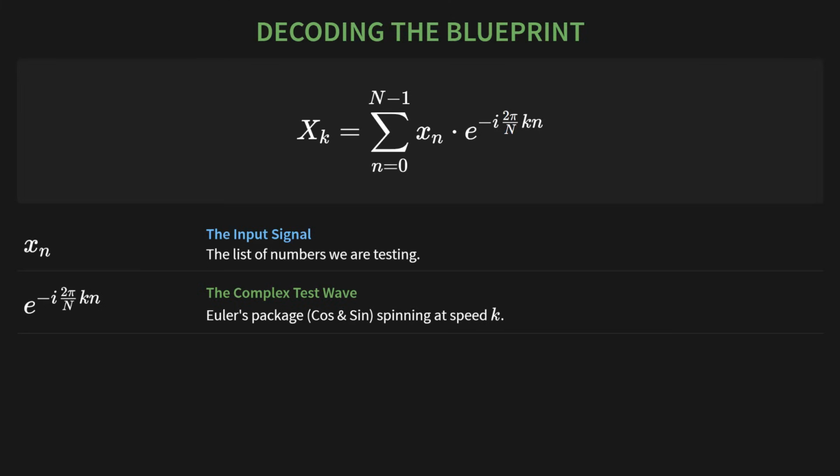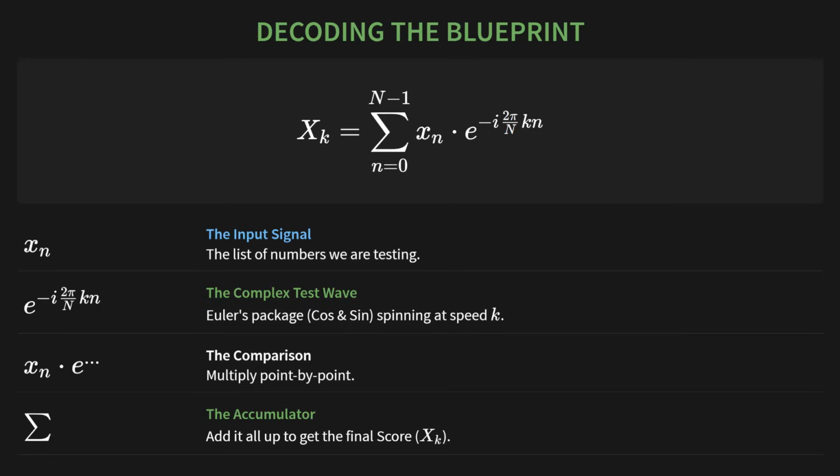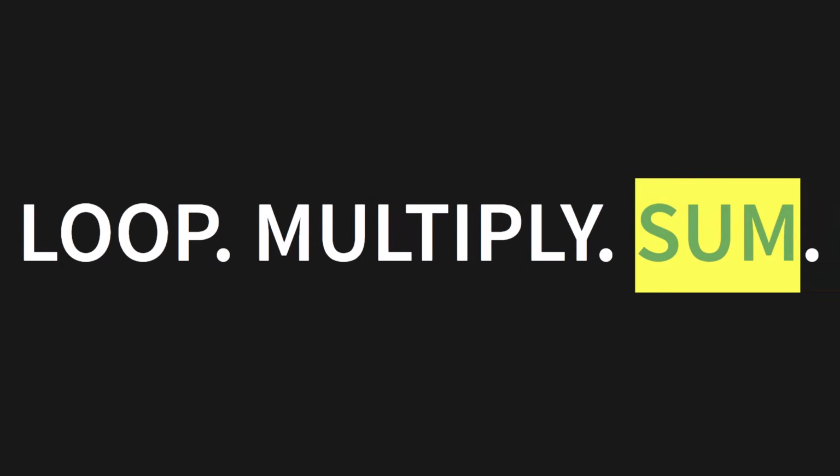So when you see the signal, x sub n, multiplied by the test wave, e to the something, that's the core comparison. It's our point-by-point multiplication step. And finally, the sum symbol tells us to add up all those products to get the final score, x sub k. That's all it is. Loop, multiply, sum. You already knew that. Now you just know how to write it like a mathematician.